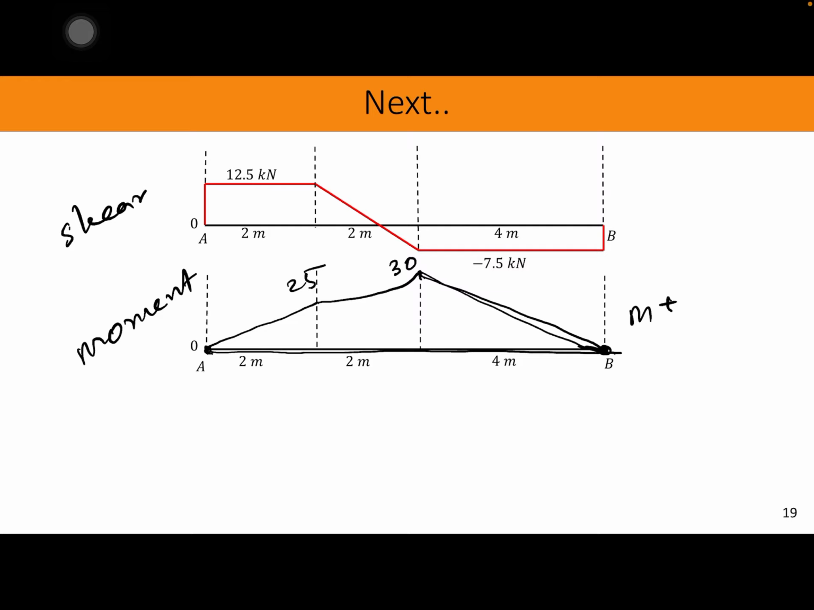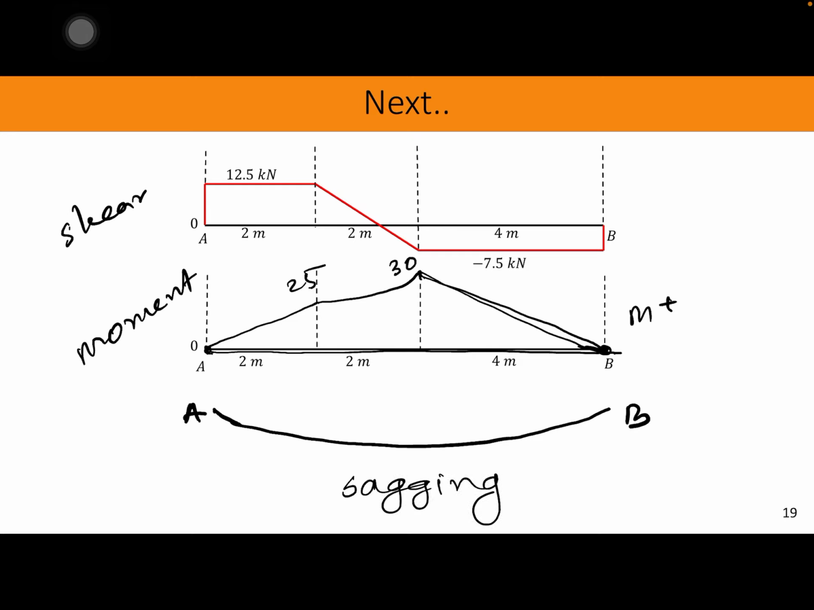Now if you think about the sign convention I just told you, if you have a positive moment, then your structural element is going to bend like this. If it is point A and point B, this is called sagging, and it makes perfect sense. Why? Initially we had a distributed load right here, and that distributed load is going to bend the beam downward, which is sagging.